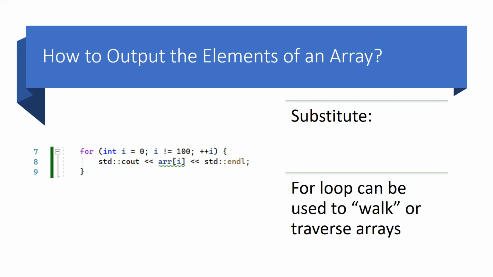Okay, so I want you to notice and recognize that for loops can be used to walk or traverse arrays. That's what this structure is called. It's called walking or traversing arrays. And this is a very important structure because we do it over and over again, because sometimes we have to affect all the elements in an array or in a collection in general. So walking and traversing arrays is something you would see recurring over and over.